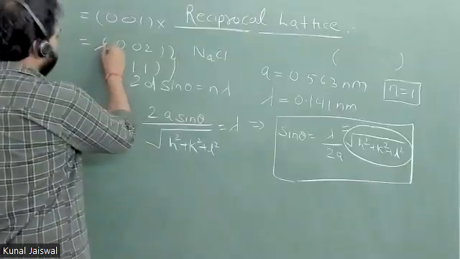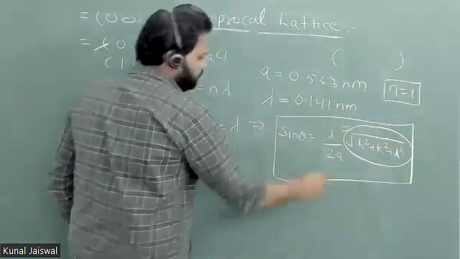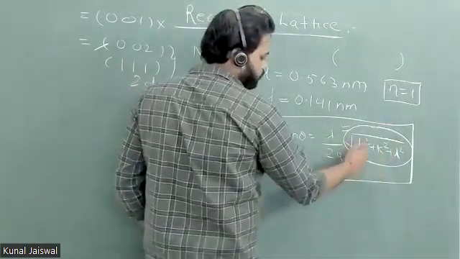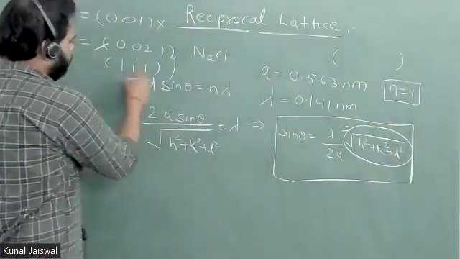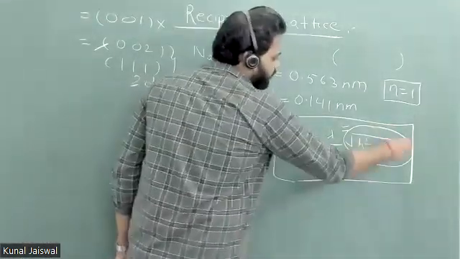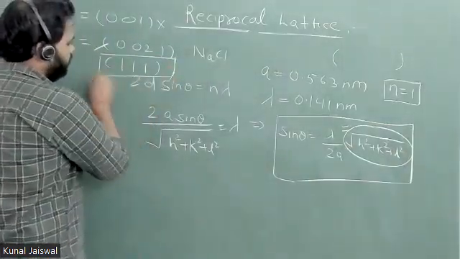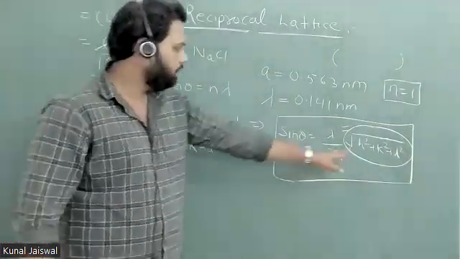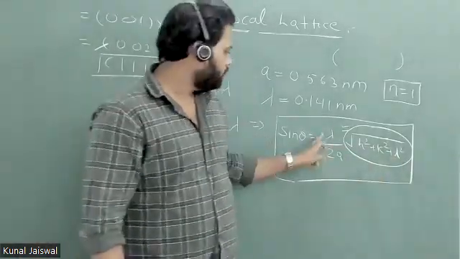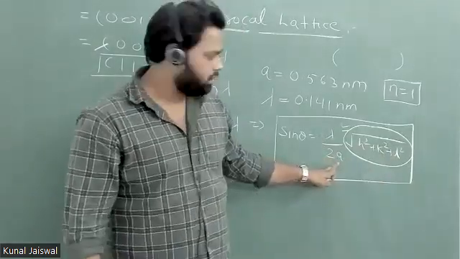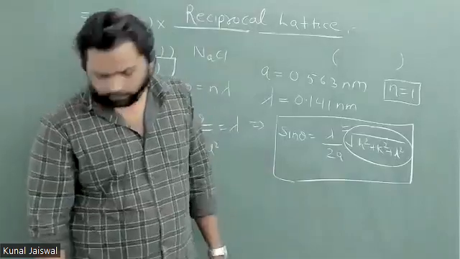If you are taking 0 0 2, you are getting this complete term value as 2. You will take 0 0 and 2 square is 2. Okay, and when you are taking 1 1 1, you are getting this value as 1.732. That means which is shorter? 1 1 1 is shorter. So basically we will take HKL as 1 1 1. Clear है सबको? You will put the value of lambda here, value of lattice constant here, value of HKL here, and you will get the theta.